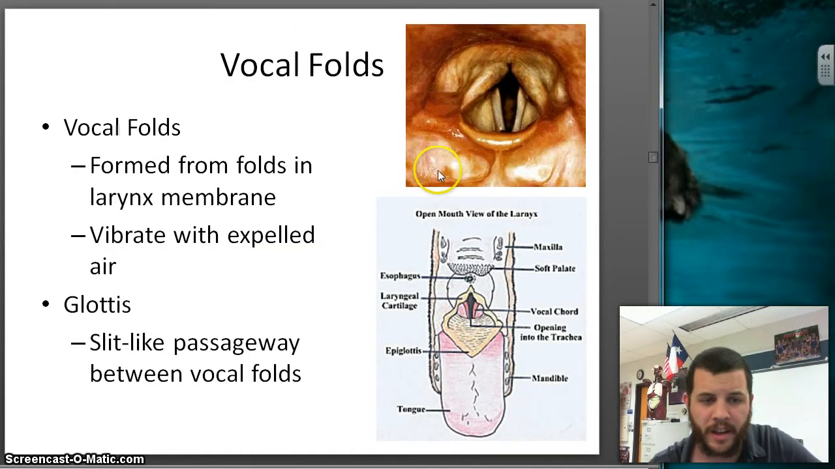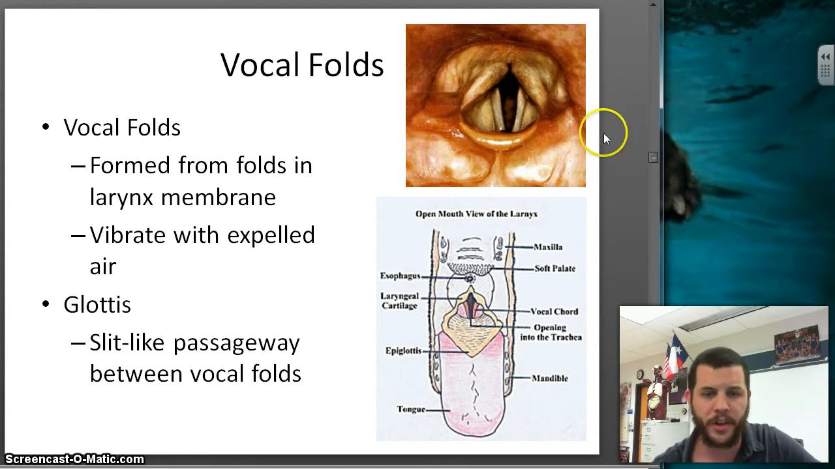Alrighty then, let's take a look at vocal folds. In class, we're going to show you something really cool that has to do with the vocal folds. It says this is formed from folds in the larynx membrane, and these are going to actually vibrate as air is forced past them. Okay, when air is going past it, it's going to cause it to vibrate. That's what gives you your voice sound.